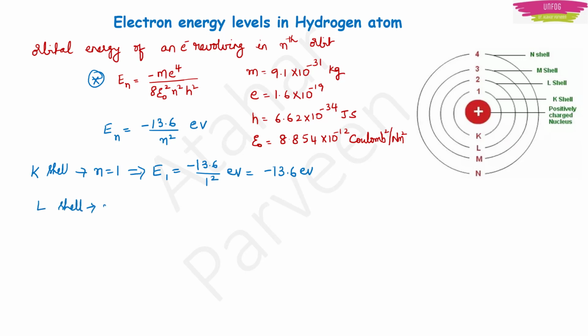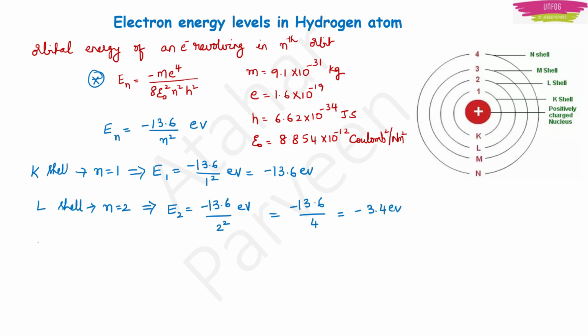Like that only, if the electron is in the L shell, n will be 2, right? If n is 2, what will E2 be? Here in place of n, you will write 2. E2 will be minus 13.6 upon n squared, so I will write 2 squared, which is equal to minus 13.6 upon 4. Four threes are 12, so minus 3.4, around this value.